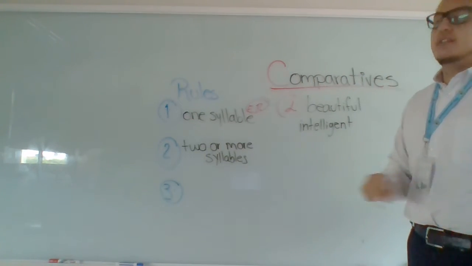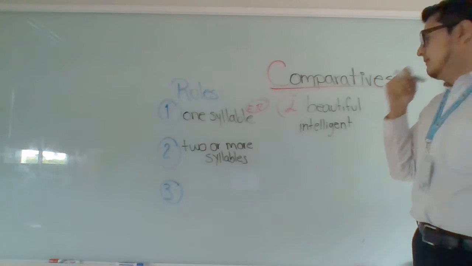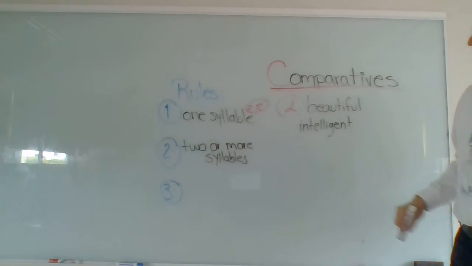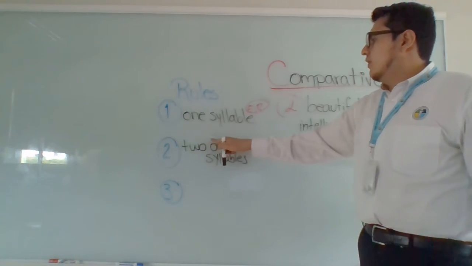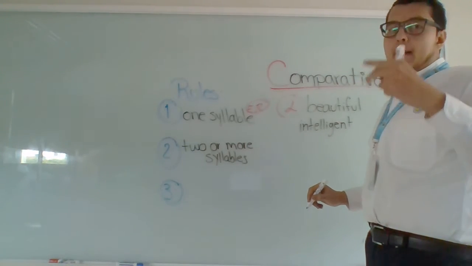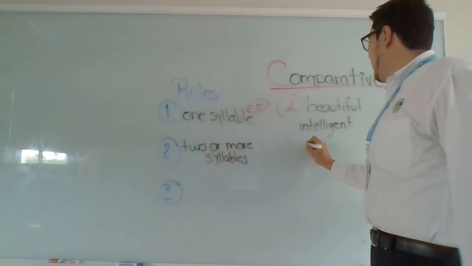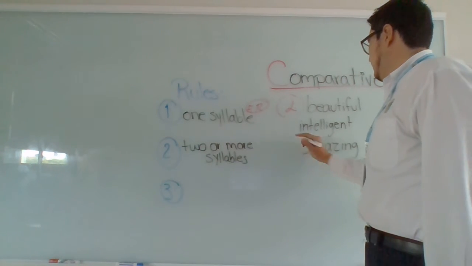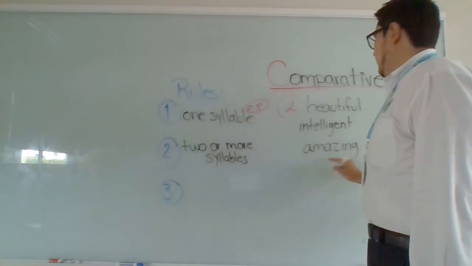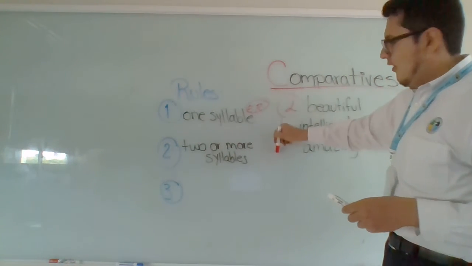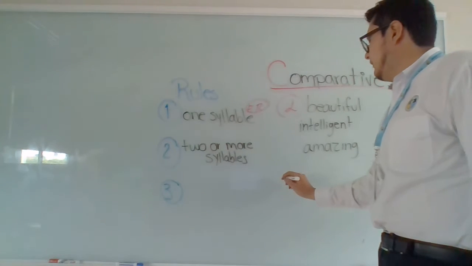Intelligent. Four syllables. Intelligent. What do we do if we have two or more syllables? Another example, I'm going to give you more. Amazing. Three syllables. Amazing. Okay. In this case, what we are going to do is before the adjective, we have the more.